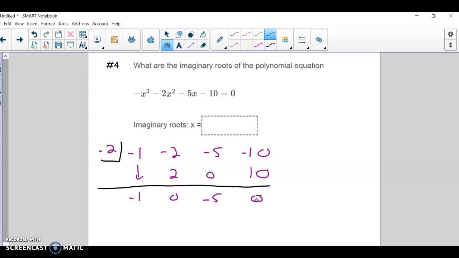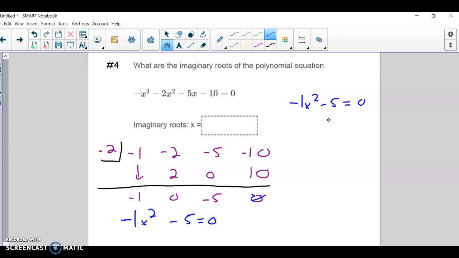Okay, so now I'm in good shape. I can cross that off. And what I have left is -1 x squared plus no x's minus 5. Okay, and we have to solve that. We can use algebra steps here because we have just x squared. We don't have to do the quadratic formula. We could, but we don't have to.